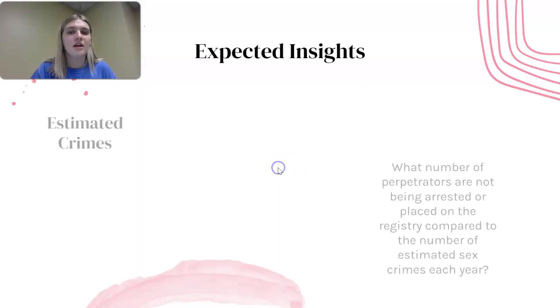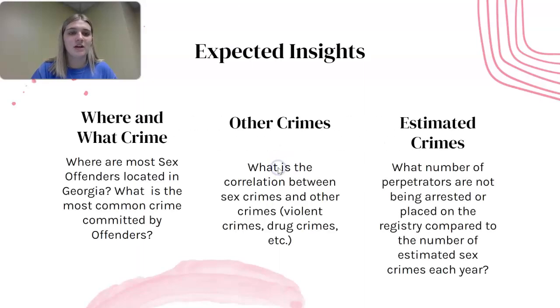Okay, so for expected insights, when I first started this project, I really wanted to see where most sex offenders are located in Georgia and what the most common crime committed by offenders is. I also wanted to look at the correlation between sex crimes and other crimes, such as violent crimes and drug crimes, because there are some myths about how drug crimes can be related to sex crimes, and I just wanted to see if the data supported that myth or not.